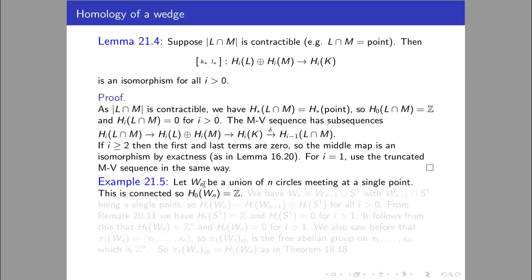This W_n is certainly connected, so your H0 is just going to be Z. And what about the step between W_n and W_{n-1}? Well, W_n is W_{n-1} union with an extra circle. And the intersection of W_{n-1} and that extra circle is a single point. So the lemma is applicable. And we see that the homology H_i of W_n is the same as H_i W_{n-1} plus H_i of S1 for all i strictly bigger than 0.